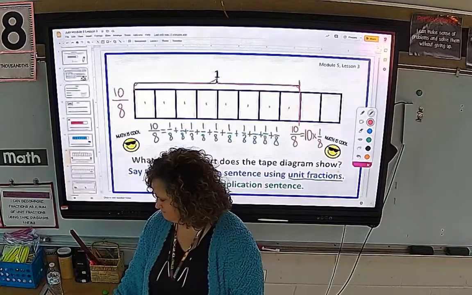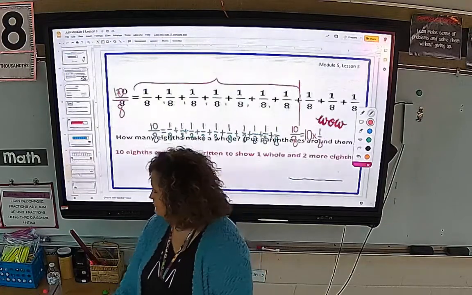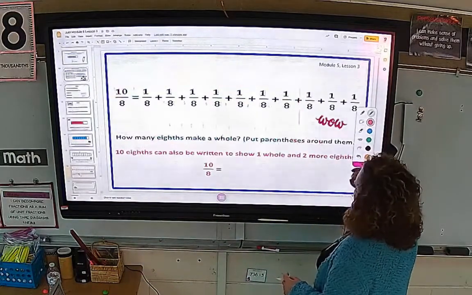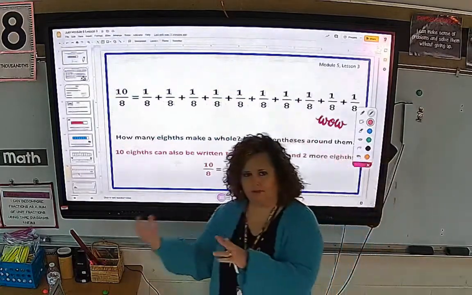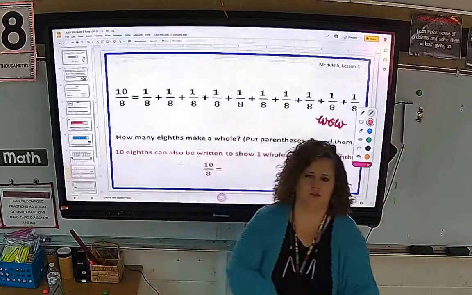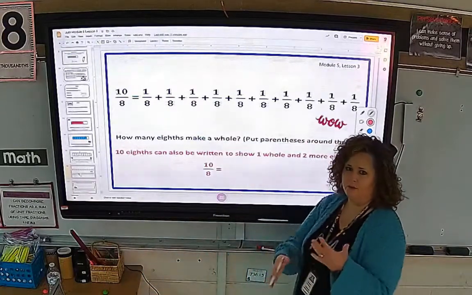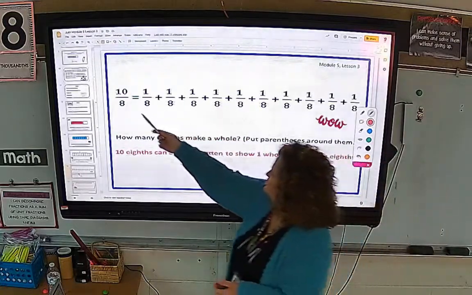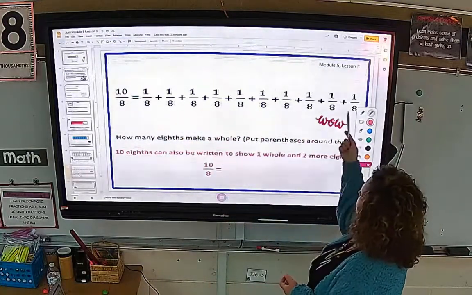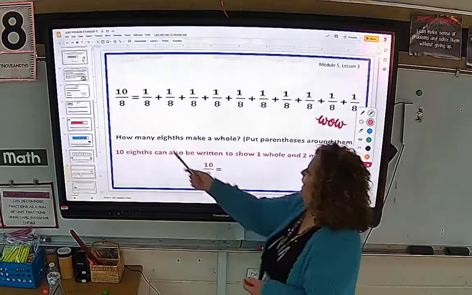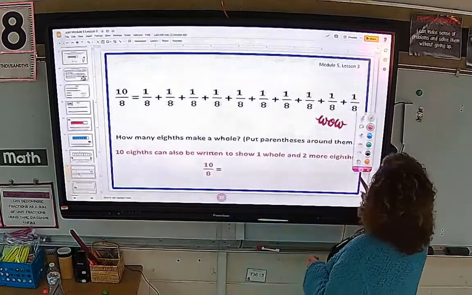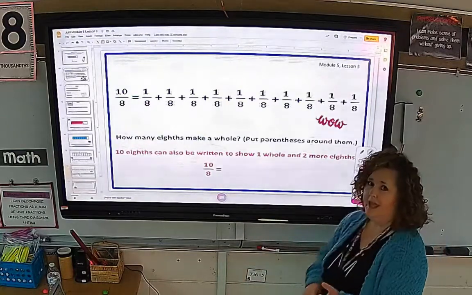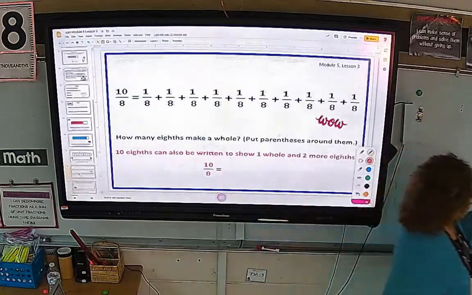All right. So, you know how Eureka Math works a lot of times. They will give us a problem one way, and then they'll switch it up and show us things from a different angle a little bit. So now this is what we've just written. We had that on our board just a minute ago. How many eighths make a whole? Put parentheses around them. Okay, well, how many eighths make a whole?